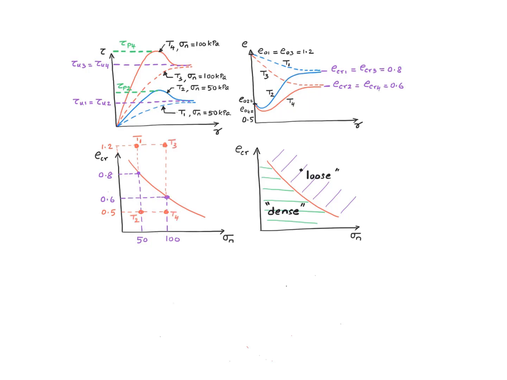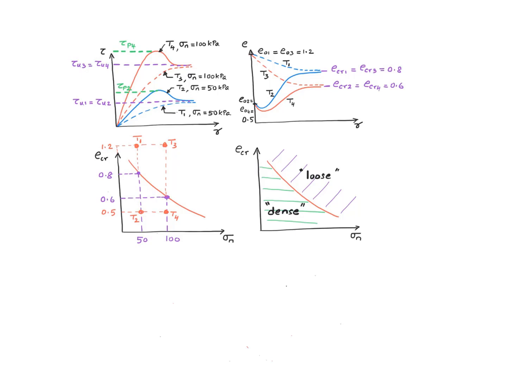And I have marked the other two specimens as well. T3 is supposed to be a loose specimen, and it does behave like a loose specimen. T4 is supposed to be a dense specimen, and it does behave like a dense specimen. Strain softening here, and a little compaction and then dilation. So the other point that I want to emphasize here is that regardless of where they start, they always end up on the critical void ratio relationship.